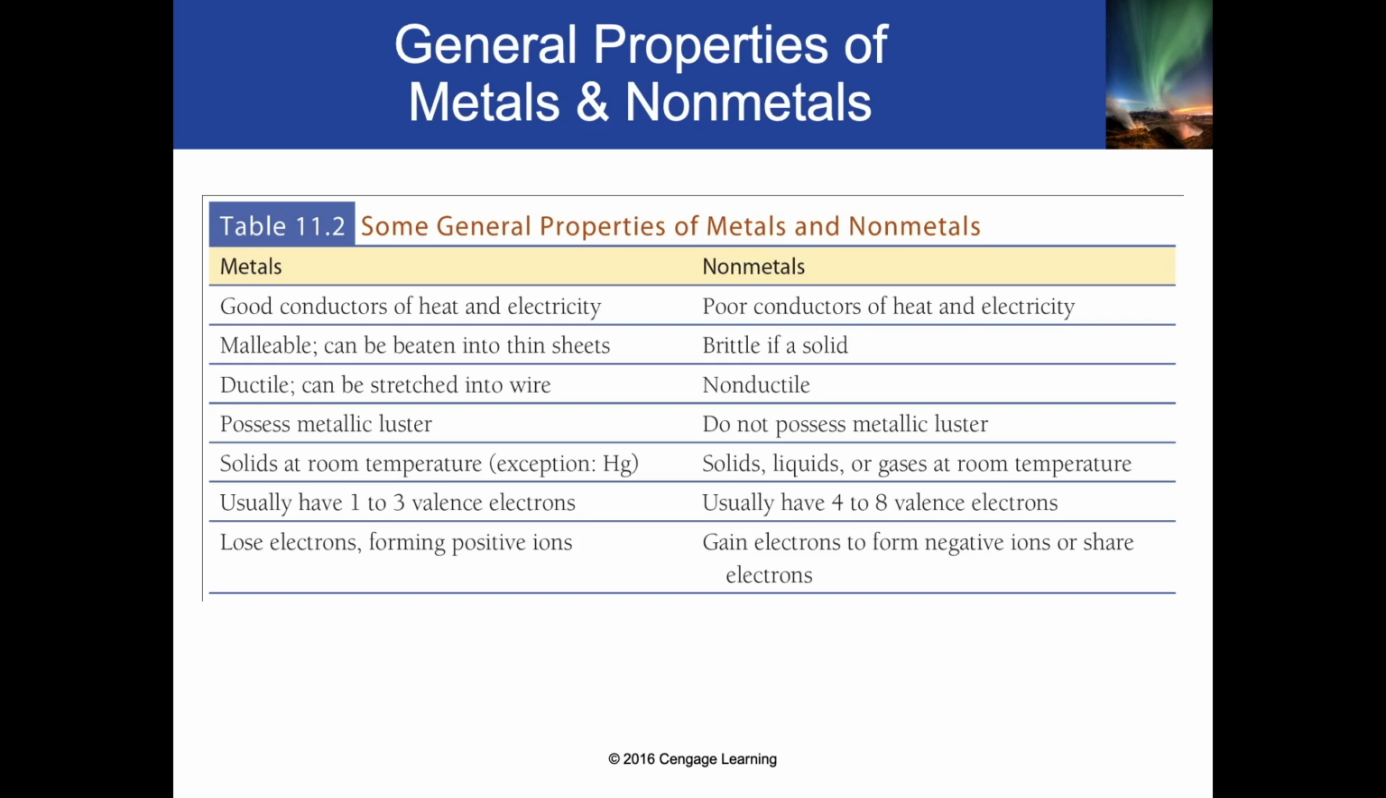Anyway, so 1 electron is missing from the halogens. That's why it wants that 1 electron. Oxygen's group has 2 electrons missing. Nitrogen has 3 electrons missing. Carbon has 4 electrons missing, right? So that's what a valence electron is. And then metals lose electrons to form positive ions, and nonmetals gain electrons to form negative ions or to share electrons. And we'll talk about that in detail in just a second.